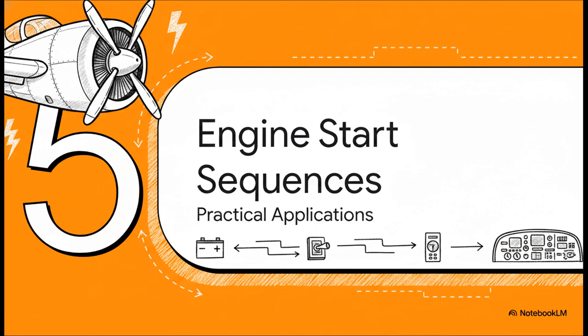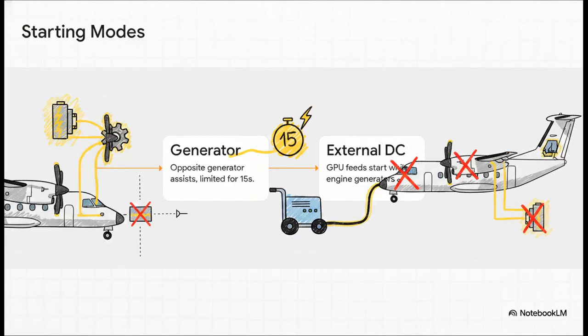All right, bringing it all together in Section 5, engine starting sequences. Now we're going to apply these systems directly to the precise sequences used to wake up the Q400. There are 4 main engine starting modes: starting from batteries, generator-assisted starting, starting from DC external power, and APU-assisted starting.